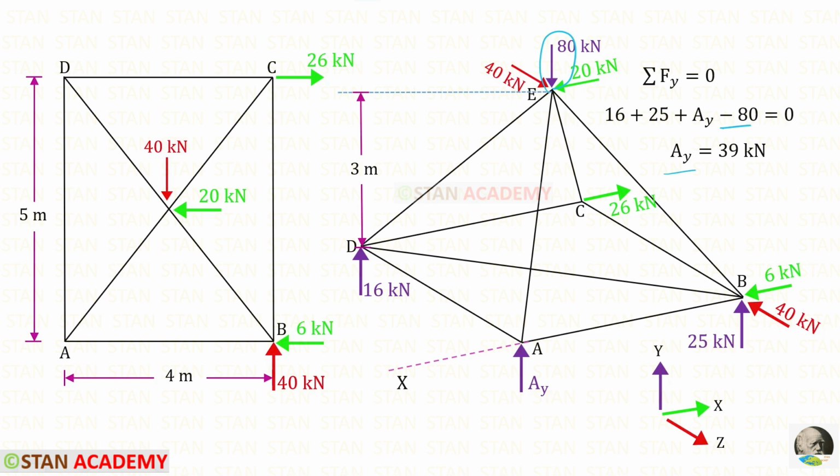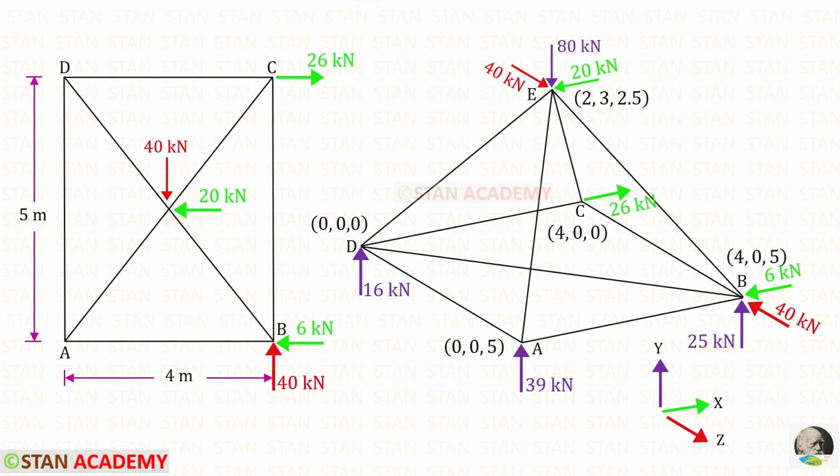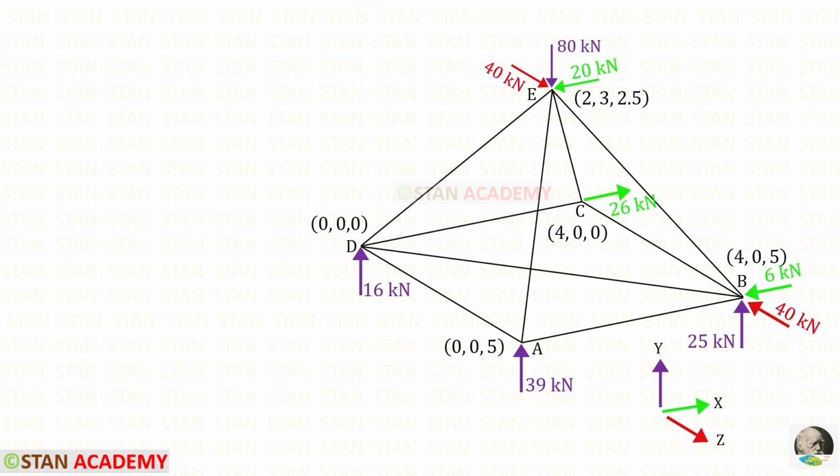For Ay, we will get 39 kilonewton. Now we can enter the coordinates. In this numerical also, I am going to keep the point D as the origin. From the point D, we can measure the distances and write the coordinates. By applying the rule sigma Fy is equal to 0, we will come to know that the member force CE is 0. And then by applying the rule sigma Fz is equal to 0, we will come to know the member force in CB is 0.